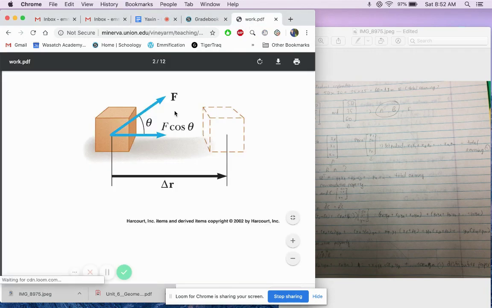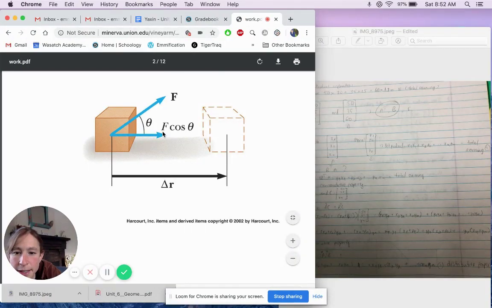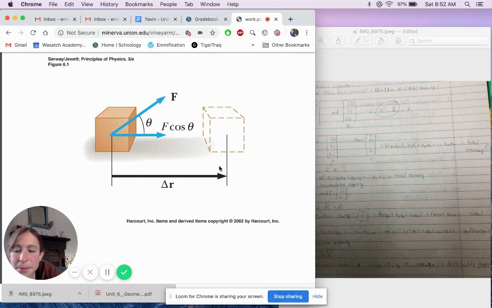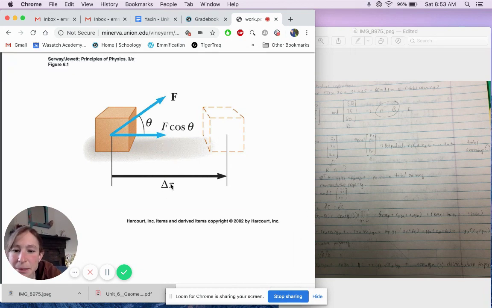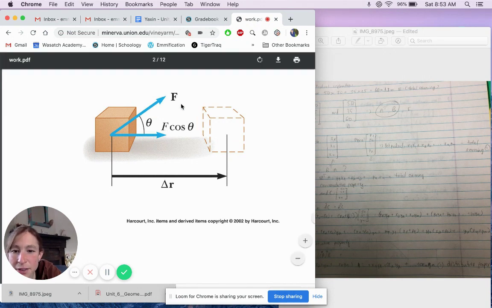So let me just show you this picture. The work done is this length times the distance moved. If you remember trig, this length is just F times cosine of theta, where F is actually the length of this vector, not the vector itself. So this is magnitude of the vector F times cosine of theta, and then we multiply that by magnitude of the vector r. So you end up with magnitude F times magnitude r times cosine theta, that is actually the dot product of the F vector with the r vector.